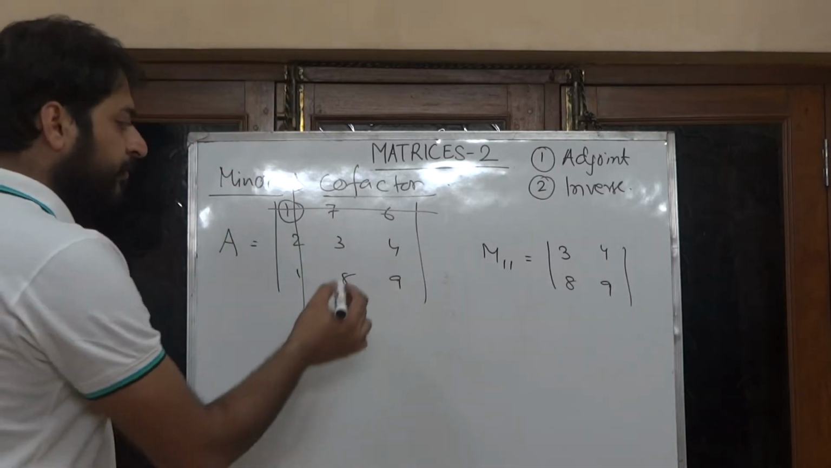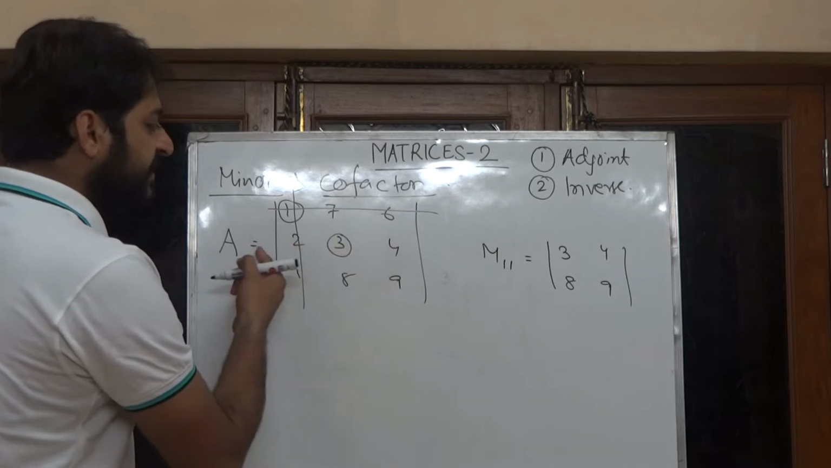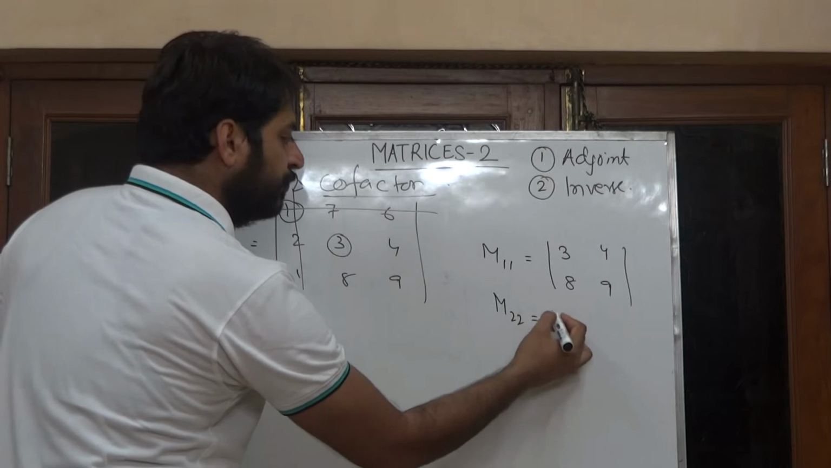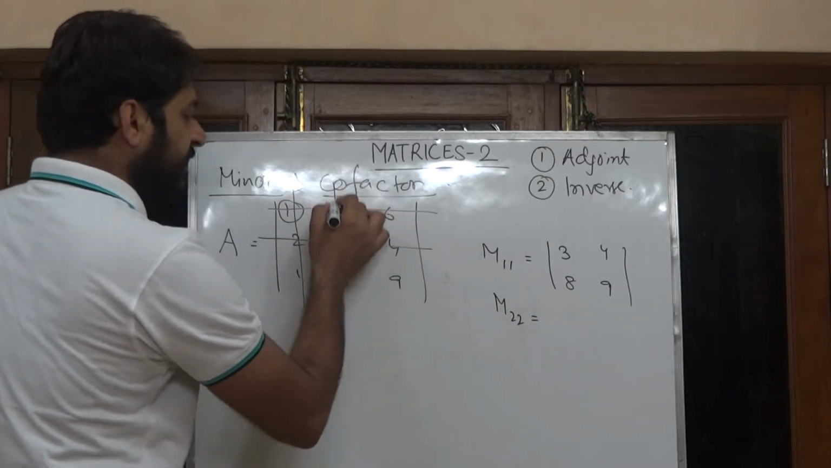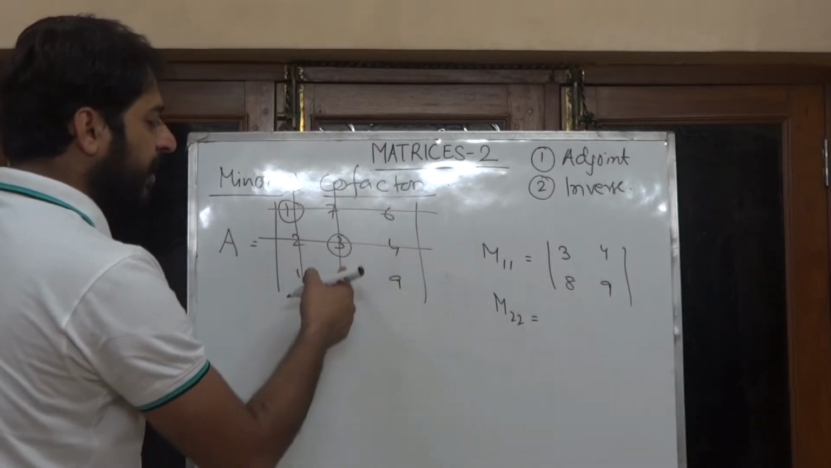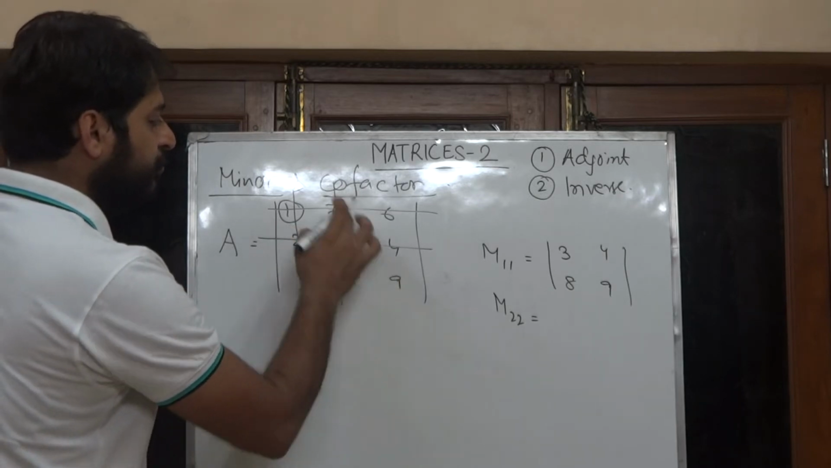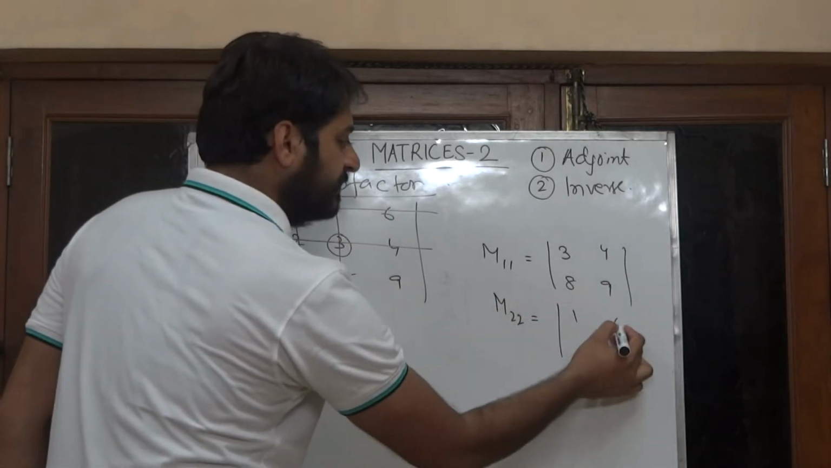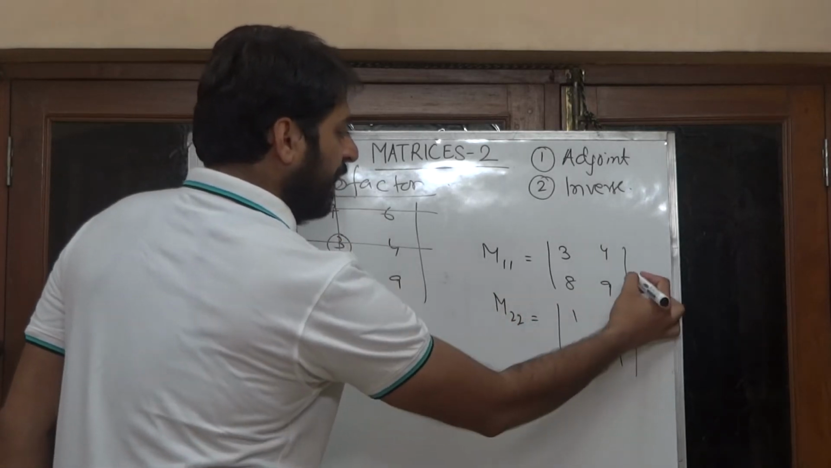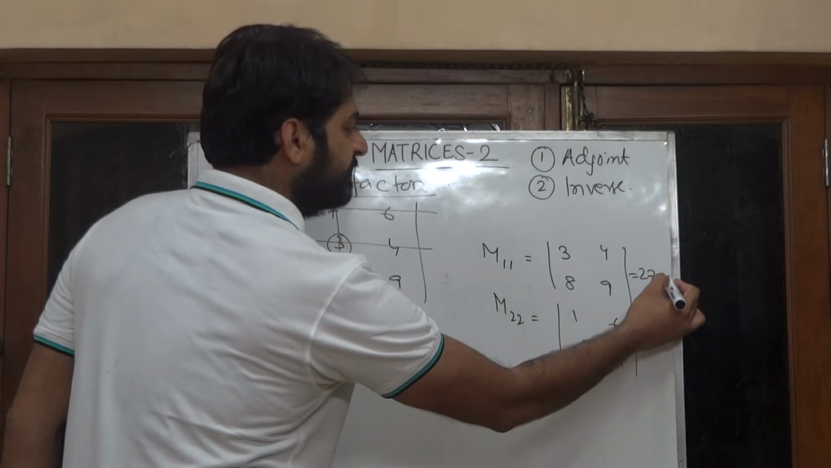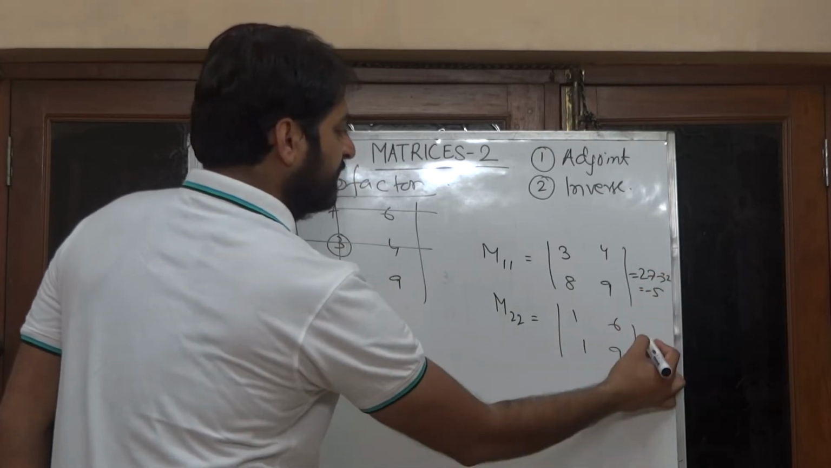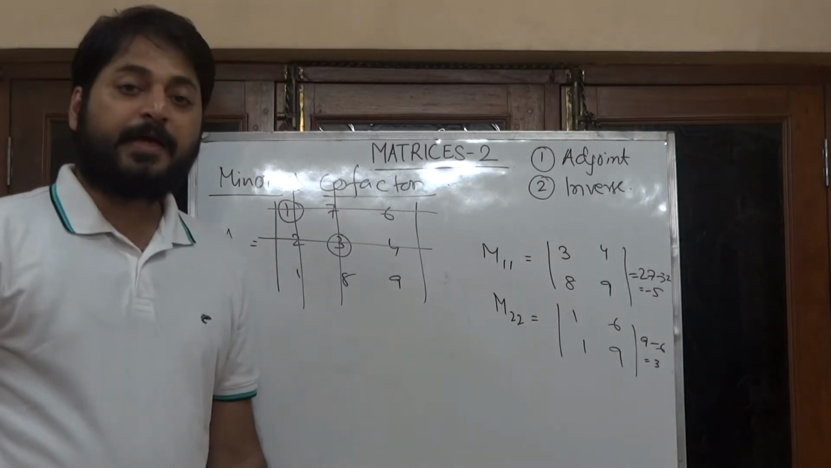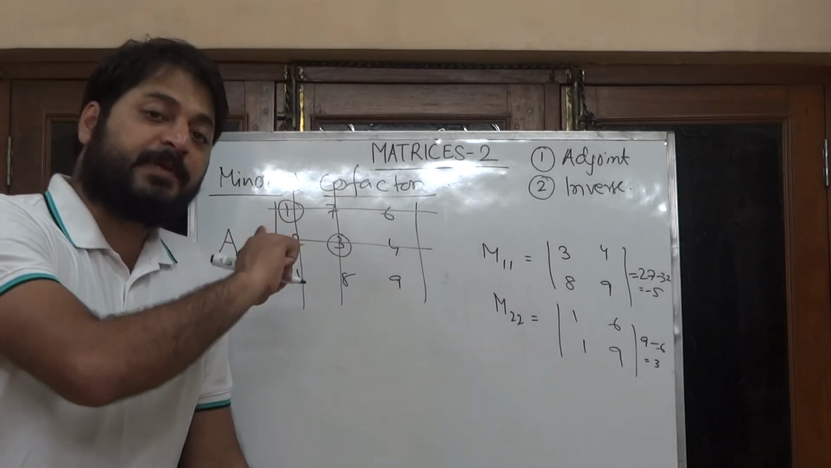Similarly, if you want to find the minor of the element in the second row and second column, that is M22, it is obtained by deleting the row containing 3 and the column containing 3. If I do so, I am left with 1, 6, 1, 9. If you evaluate this, it is 9 minus 6, which is 3. And the earlier one is 27 minus 32, which is minus 5. So this is the minor, along with those invisible pattern signs.